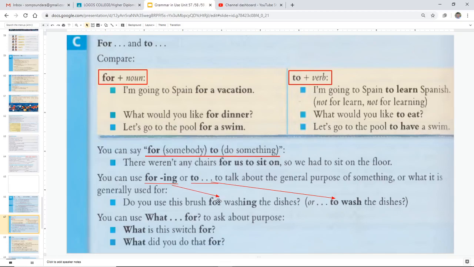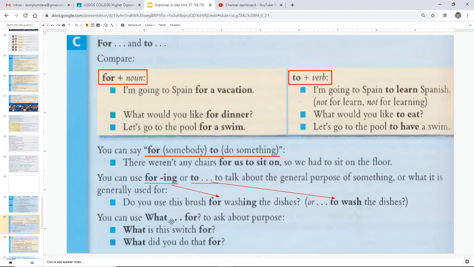Look it down here. For washing. All right. So you have to remember gerunds. Your gerund, washing. Gerunds act as nouns. You have to remember that. Gerunds act as nouns. Do you use this brush for washing the dishes? Right? So for plus a noun. Even though this is the verb wash, but when it's in a gerund form, it acts as a noun, for washing the dishes. Or you can say, do you use this brush to wash the dishes?